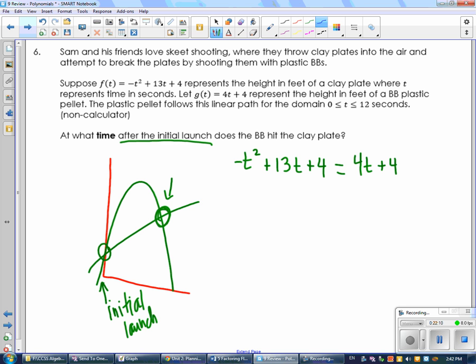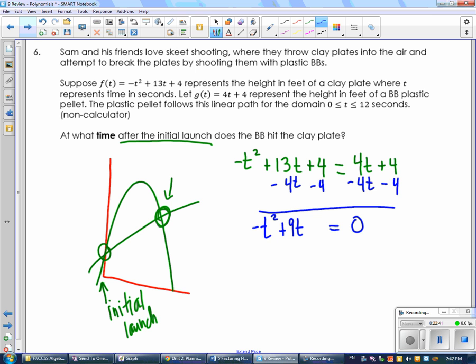This is now just a quadratic equation. It's a type of polynomial, but it's one that we did in the last unit. To solve it, we need to get all the terms on one side and 0 on the other. So if I subtract 4t from both sides, I can also subtract the 4 from both sides, and that'll help me get this in standard form. I'll have negative t squared. 13t minus 4t is going to give me plus 9t. And 4 minus 4 is just 0. So I have negative t squared plus 9t, and that's going to equal 0.